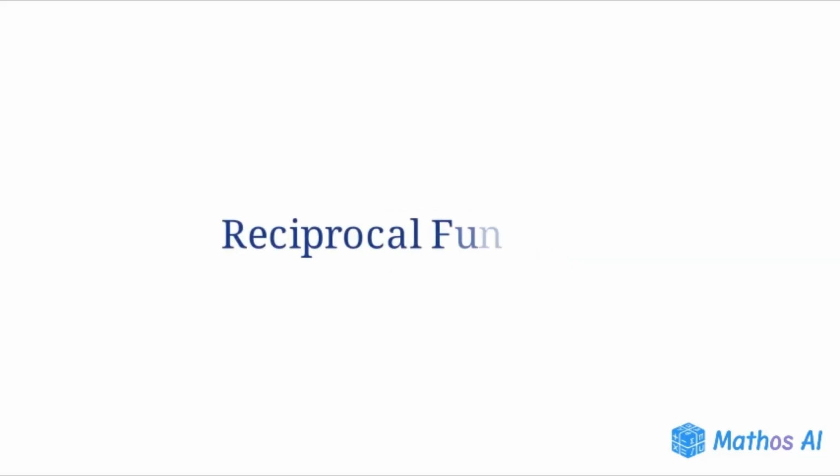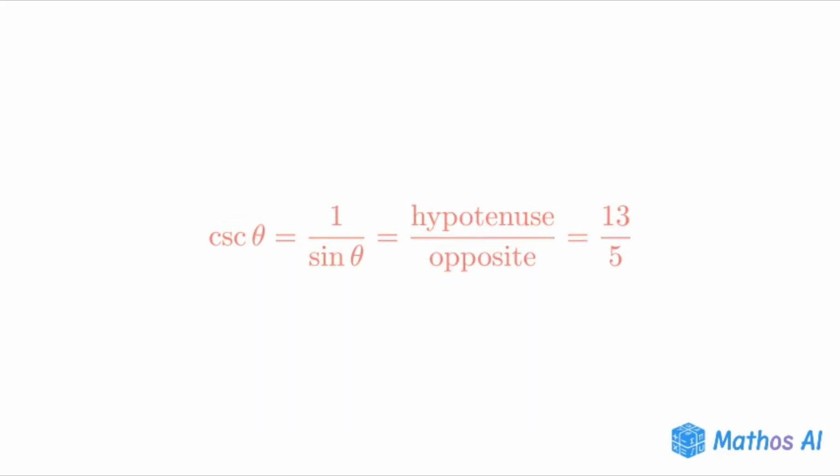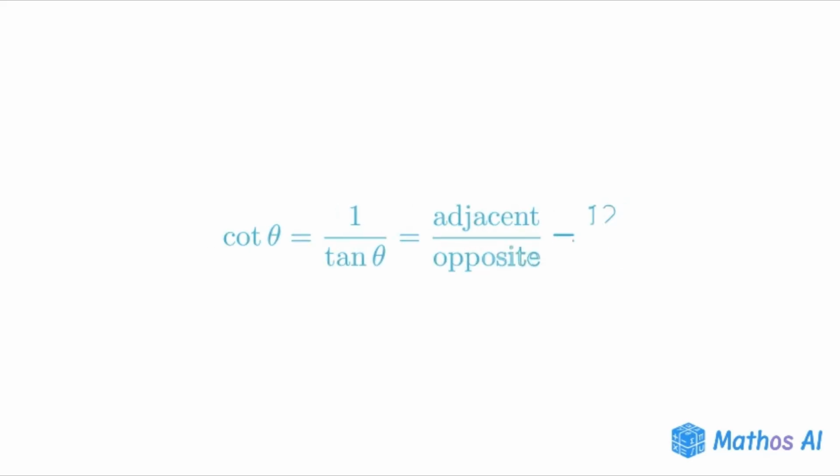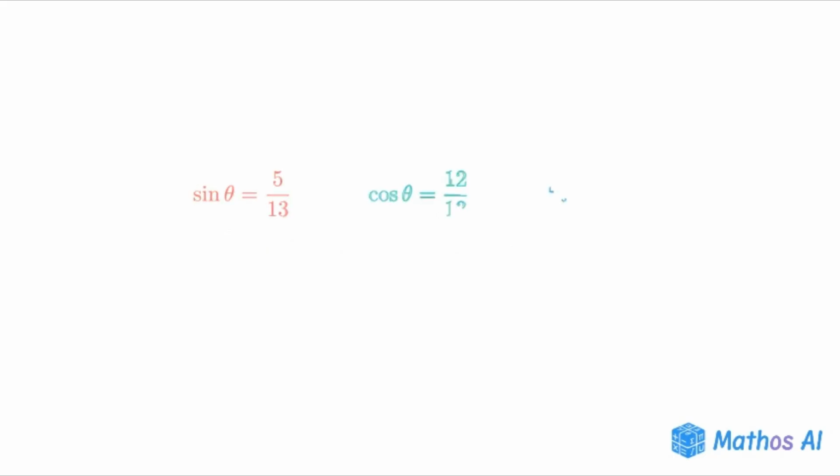But trigonometry isn't just about these 3. There are 3 reciprocal functions. Cosecant theta is the reciprocal of sine, so it's the hypotenuse over the opposite side, which is 13 over 5. Secant theta is the reciprocal of cosine, meaning the hypotenuse over the adjacent side, giving us 13 over 12. And cotangent theta is the reciprocal of tangent, or the adjacent side over the opposite side, resulting in 12 over 5. So, from just 2 sides, we've successfully calculated all 6 trigonometric functions.